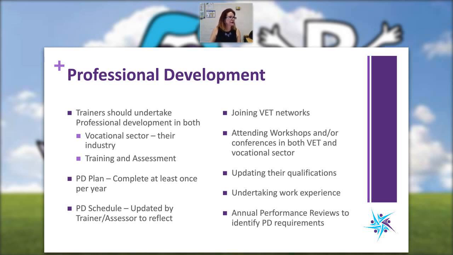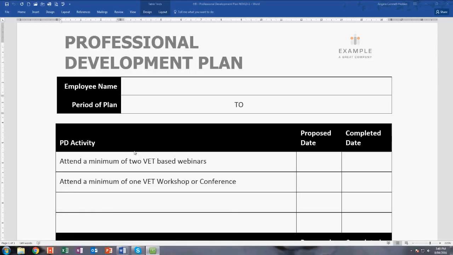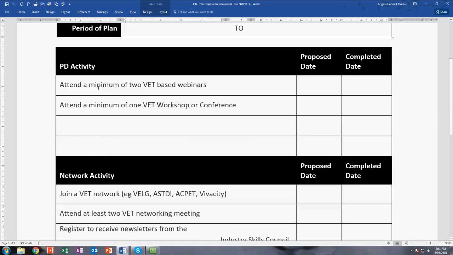Okay, so I'm just going to have a look now at the professional development plan. So we have a PD plan. Now, if I came out and did a mock audit with you, I would have done a PD plan like this with you, and we would have completed one of these. This should be completed on an annual basis. You should be completing a PD plan every year. So you should put the name of the trainer, the period of the plan. What they should be doing, I've put here some examples.